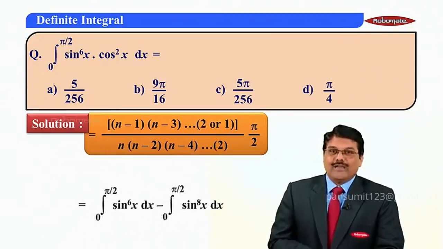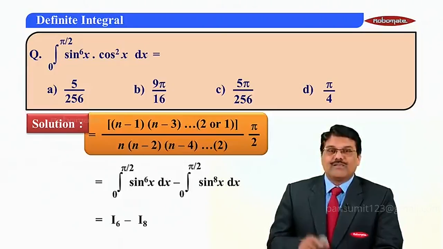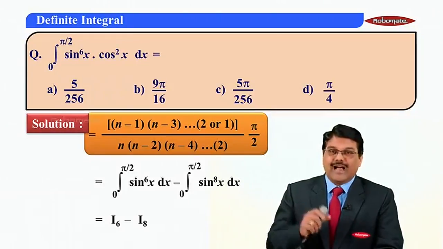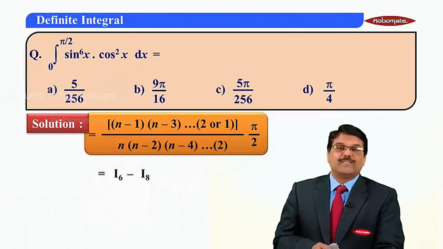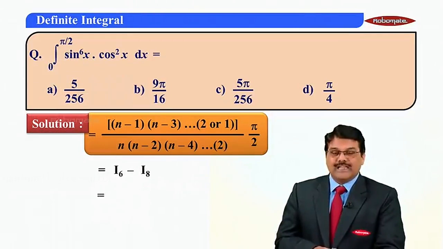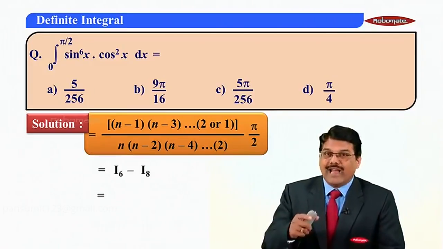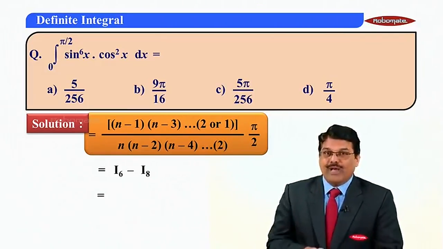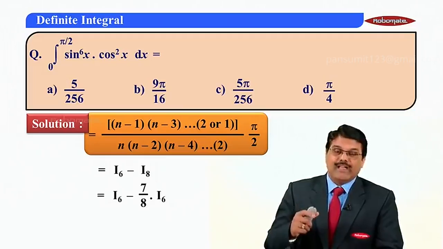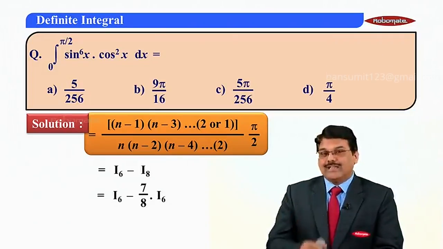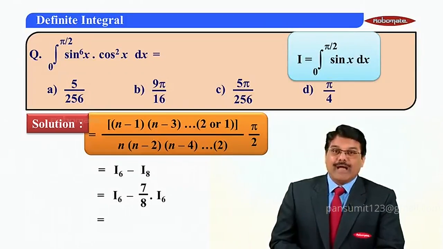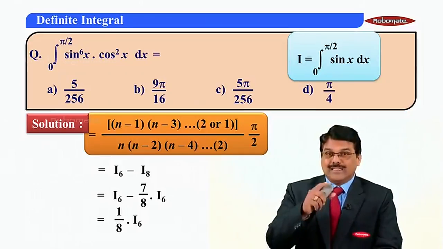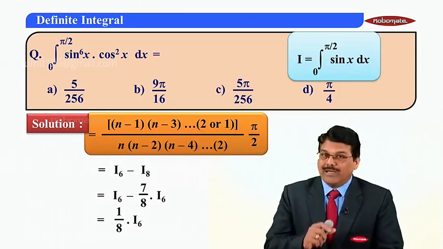Now look at that. For these two integrals, first I'll consider them as I6 and I8, since the powers are 6 and 8. So let us solve this I6 minus I8, which I can write as I6 minus, instead of I8, by using the upper formula, we can write it this way: 7 by 8 into I6. Now look at that. Here I6 is common. So 1 minus 7 by 8 becomes 1 by 8 into I6, right? What is the value of I? That is integration of sin x goes from 0 to pi by 2.